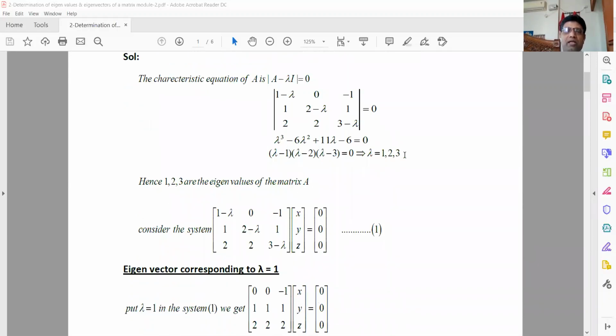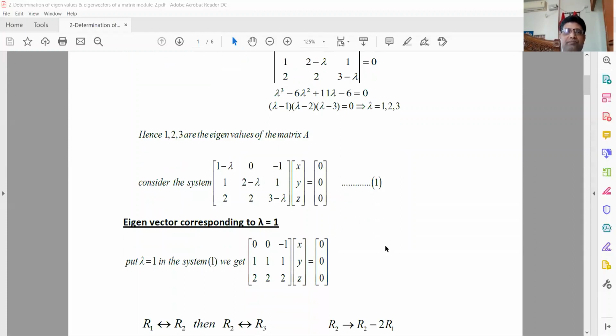Now I have to get the corresponding eigenvectors. So for that I have to consider the system, that is (A minus lambda I) x equals the zero vector. What is A minus lambda I? It is the matrix 1 minus lambda, 0, minus 1, 1, 2 minus lambda, 1, 2, 2, 3 minus lambda, and x is the column vector of unknowns, that is x y z, equals 0 0 0. So this is the system.